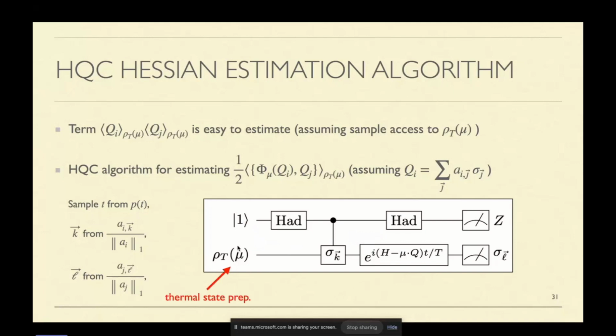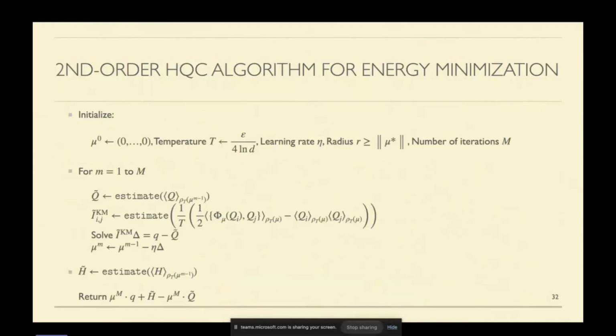So you do this circuit, you prepare a thermal state, you sample this t, you sample this k, sample this l, and do this Hamiltonian simulation and these measurements. That's one trial. You keep repeating these trials, and what we prove is that that allows you to estimate this sort of cross-correlation term in the Kubo-Mori information matrix. We had discovered this in earlier papers; I have a paper with Dhrumil called Quantum Natural Gradient for Quantum Boltzmann Machines, and we developed that stuff there. But here we can use it for this Hessian estimation algorithm.